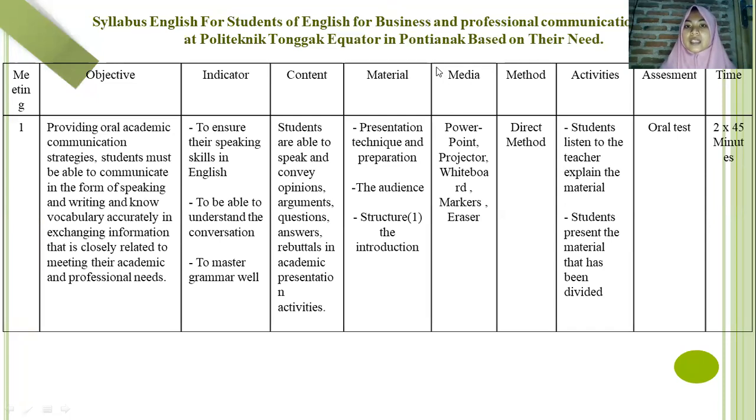And the media used are PowerPoint, projector, whiteboard, markers, and eraser. The method used is the direct method or natural method. And the activities are: first, students listen to the teacher or the lecturer explain the material, and then students present the material that has been defined. Assessment is an oral test, and the time is 2 hours 45 minutes.